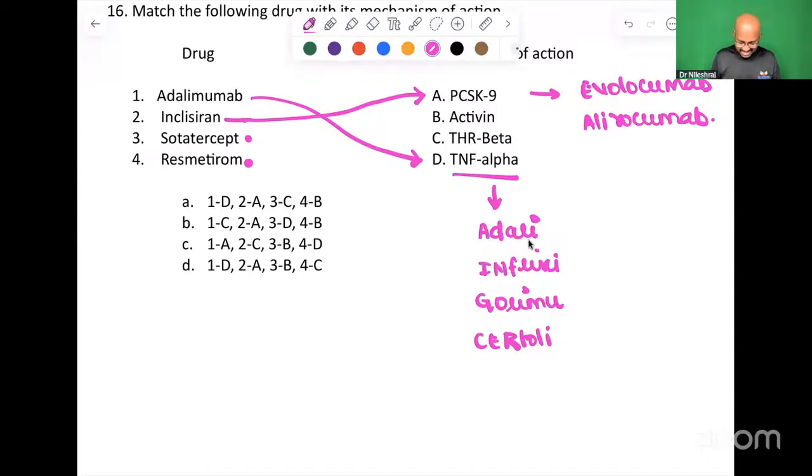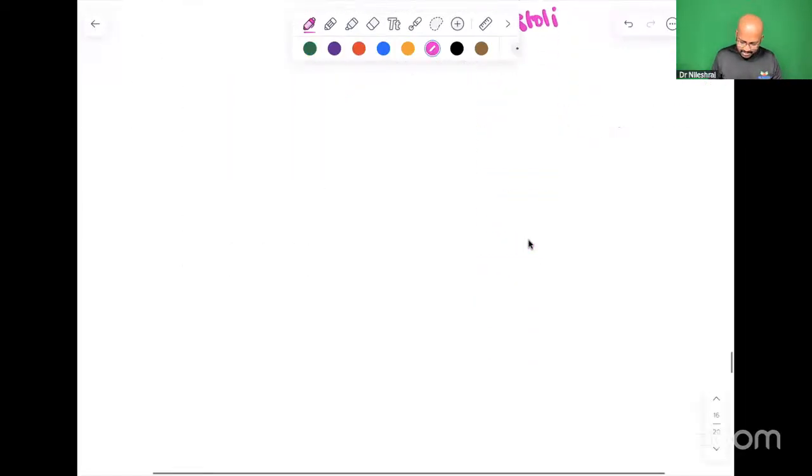So resmetirom, most of you would be knowing it because it has been covered multiple times in lots of medicine questions also. It is targeting THR beta, primarily approved against NASH, non-alcoholic steatohepatitis. Sotatercept, I will be explaining about that.